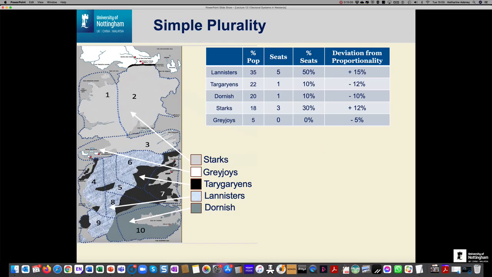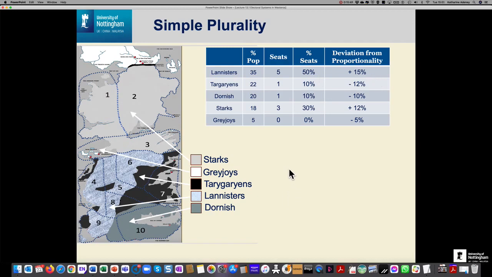Now, the first thing you should notice is that the deviation from proportionality is very high in this system. So the Lannisters, with 35% of the population, have got 5 seats, which is 50% of the parliament. Their deviation from proportionality, therefore, is 15% more than they should have. In contrast, if we look at the Greyjoys, they only have 5% of the population. Remember, they're only in the Iron Islands over on the west of the country. But they haven't got any seats.